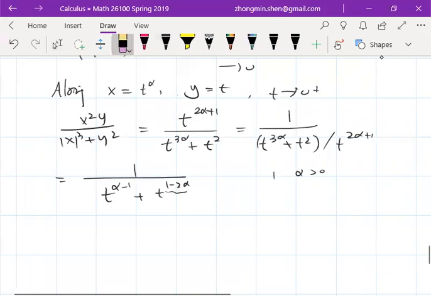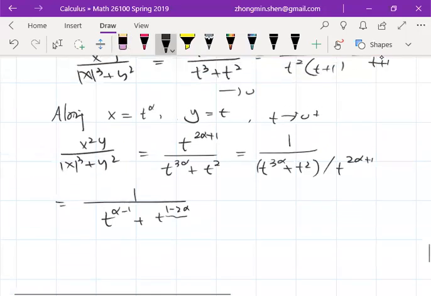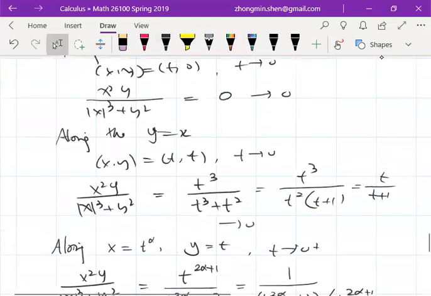Yeah, let's see what we can get. Alpha equals 1, it's not working. When alpha equals 1, the t to the negative 1 approaches infinity, so it makes the whole thing 0. So alpha minus 1 should be greater than 0, and the 1 minus 2 alpha should be greater than 0. I don't think we're going to have a solution here. Alpha greater than 1 and less than 1 half. It's not working. All right, so this does not work. So that means along every path, it is going to be 0.